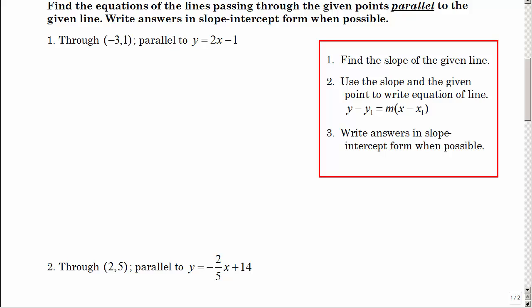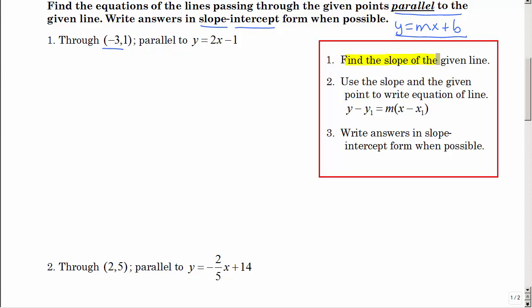So this lesson we're going to be writing equations of lines, and we're going to have our answers in slope-intercept form. Remember, that's y equals mx plus b. That's what we want our answers in. But our directions here are that we want equations of lines that are parallel to the given line and passing through a point. So let's look at our steps.